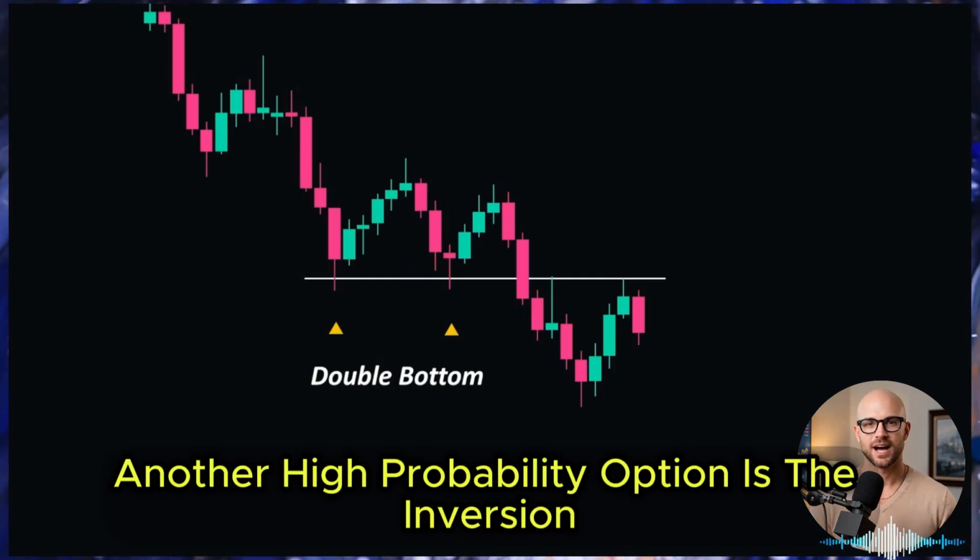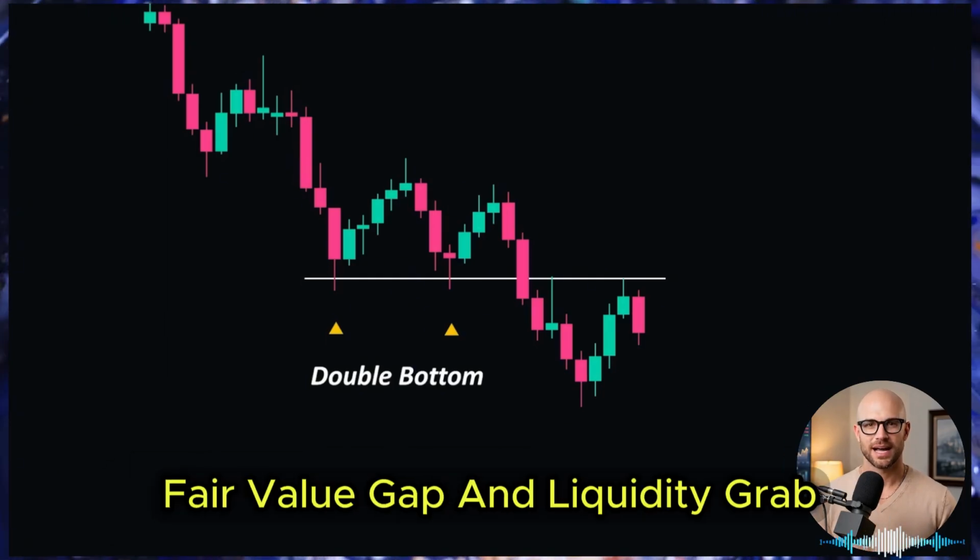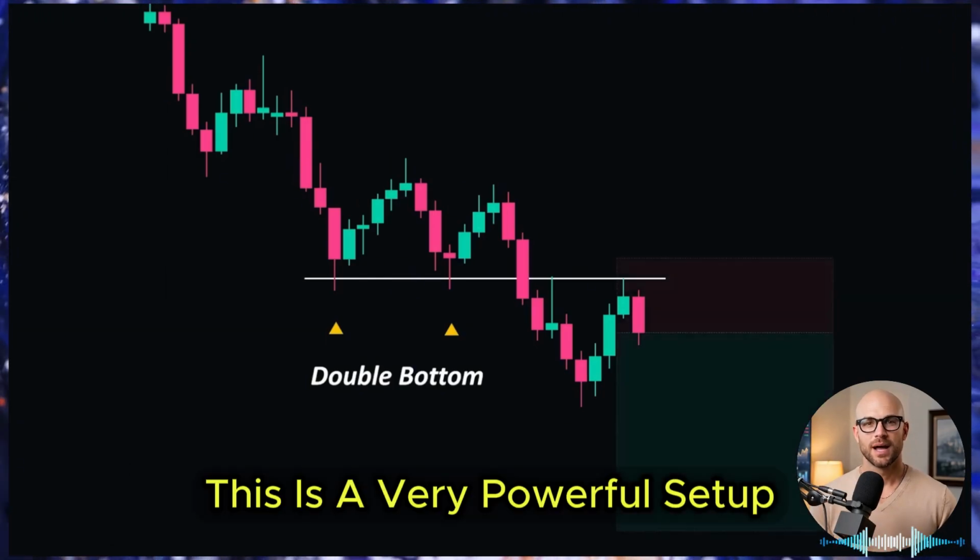Another high probability option is the inversion fair value gap and liquidity grab. This is a very powerful setup.